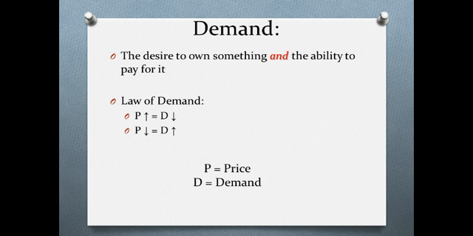It's a two-part thing. All right, so the law of demand basically is this. When price is up, demand is down. When price is down, demand is up. P, of course, equals price, and D equals demand.